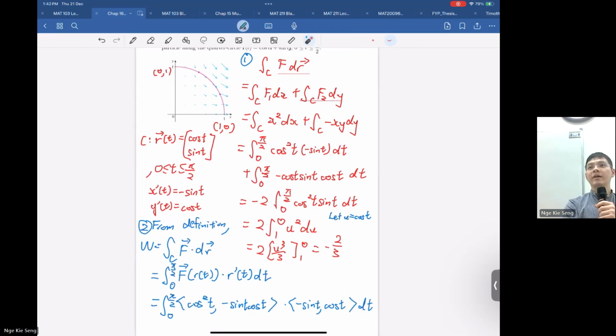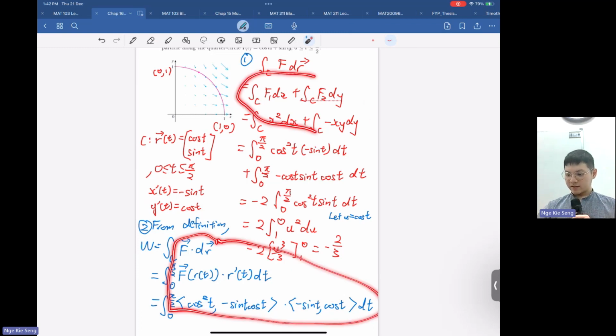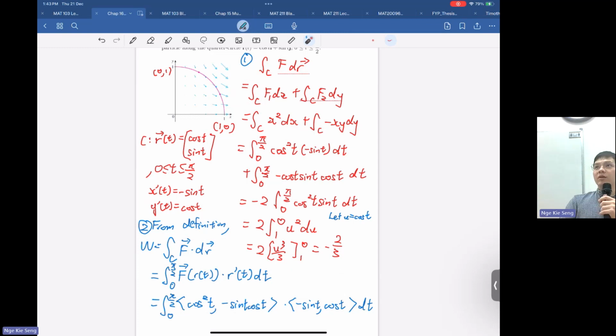Either you can do from first principle here, or you can just split the work done into component-wise. It's the same thing. Work done on the non-straight-line path is equivalent to doing work done in three components. You add them up. That's all. Does it make sense?